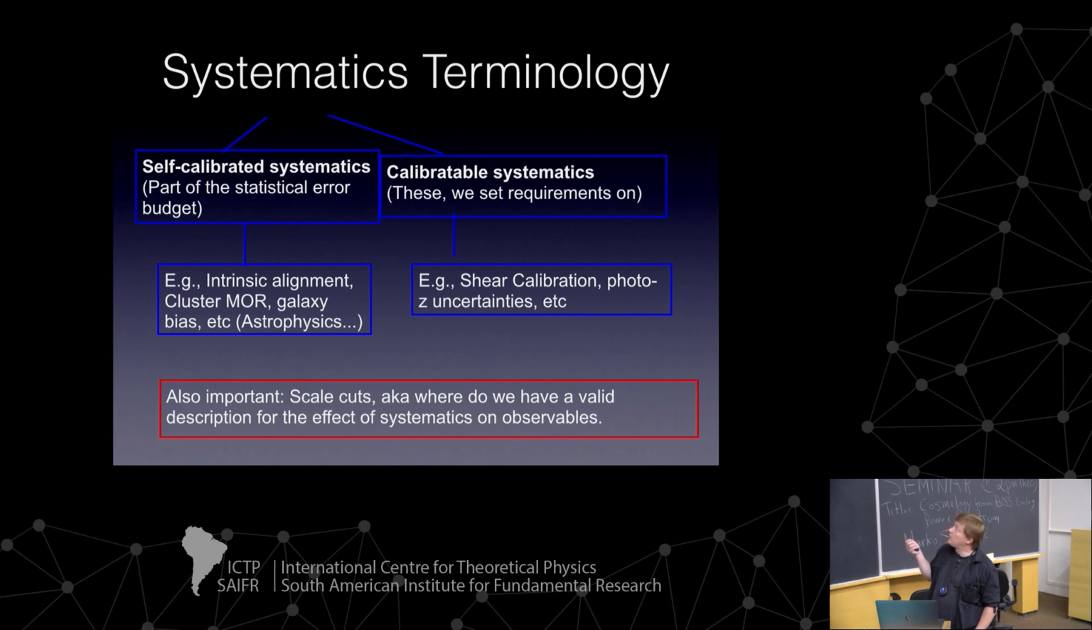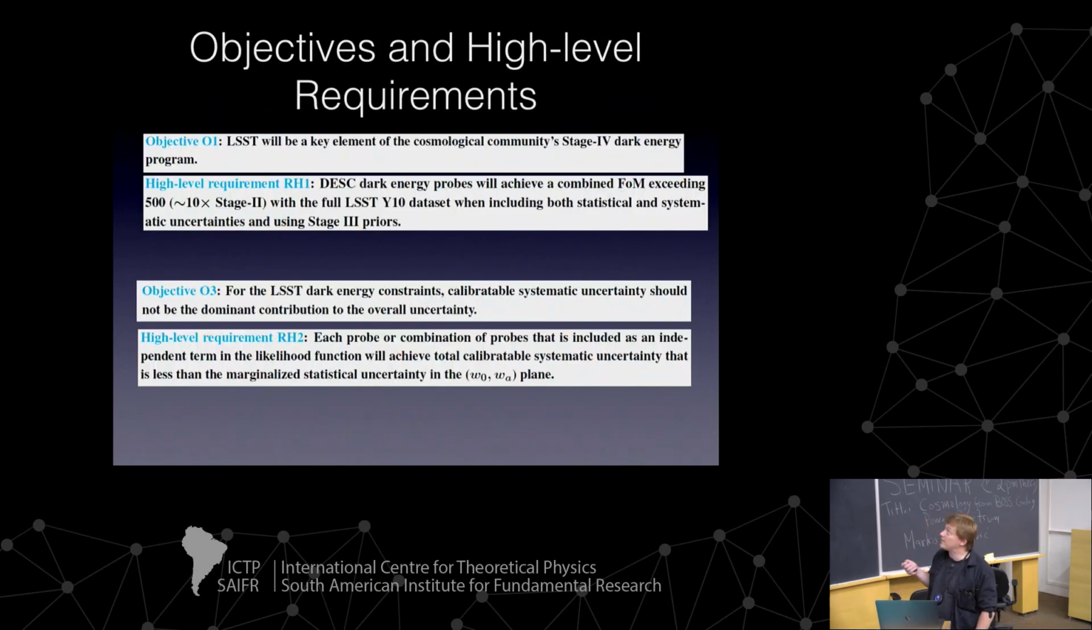This is something that we need to control very well, and we can control this well by developing sophisticated algorithms, by using external data sets, etc. So this is where we put requirements on. Shear calibration needs to be better than this. Photo-z uncertainties need to be better than that, etc. And then also important are some scale cuts that have been made in this analysis in order to exclude, for example, baryonic physics. Baryonic physics is not modeled in these analyses, and we justify that by having some conservative scale cuts.